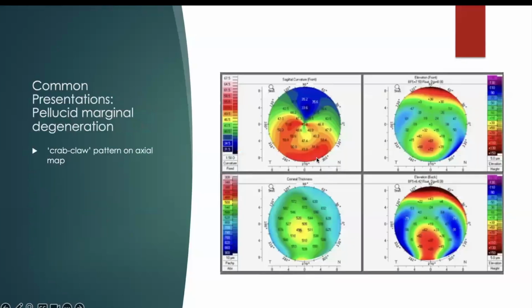The next one you're most commonly going to come across is pellucid marginal degeneration. And the thing that you'll find in your SBAs, or if you're looking at it in an oral exam, is this crab claw configuration on the axial map, showing that inferior steepening again in a crab claw pattern. And again, we're going to go into more detail of these pathologies when we're actually going through our corneal tutorials instead.